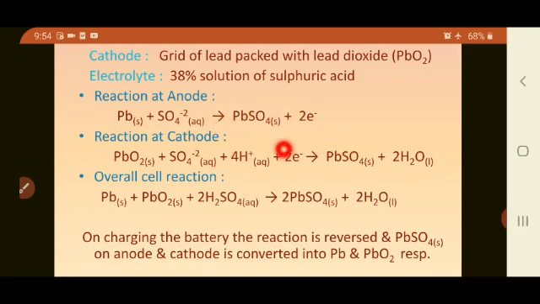So PbSO4 at anode and cathode gets converted into Pb solid and PbO2 solid respectively, right? So on charging the battery, the reaction is reversed. This is how the cell can be used, or the battery can be used again and again.